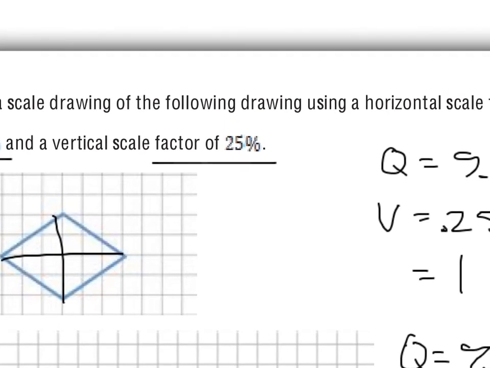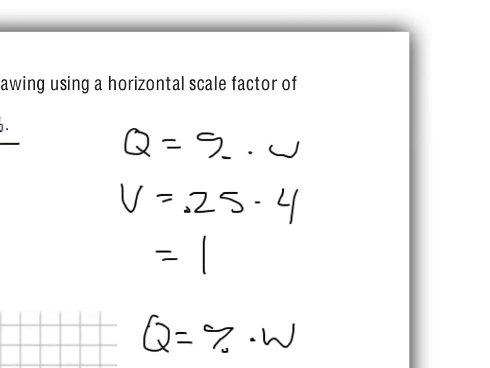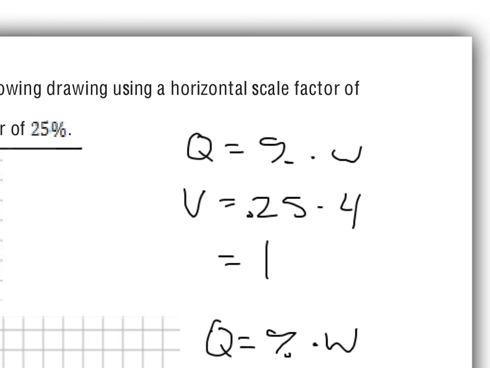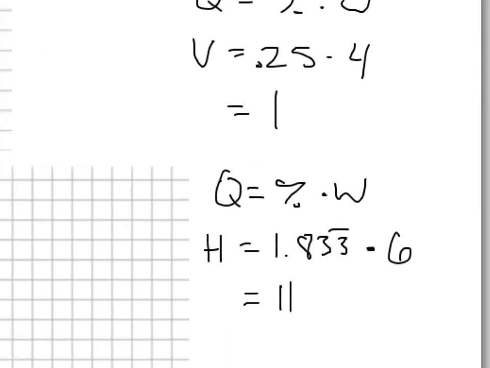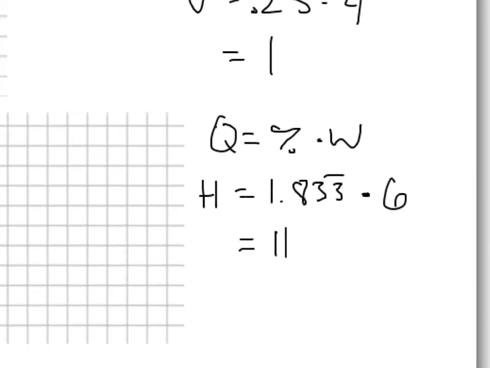A couple quick hints on the calculations over here. This one is pretty self-explanatory for the vertical. 25% of 4 is 1. And for this one, I moved my decimal and it's 1.83 repeating. So what I do when I put this in my calculator is I just put as many 3's in there as possible, and I know that it's eventually going to round up, and so in this particular case, my calculator tells me 10.999999998. I know that because I just approximated that, that would actually round up to 11.